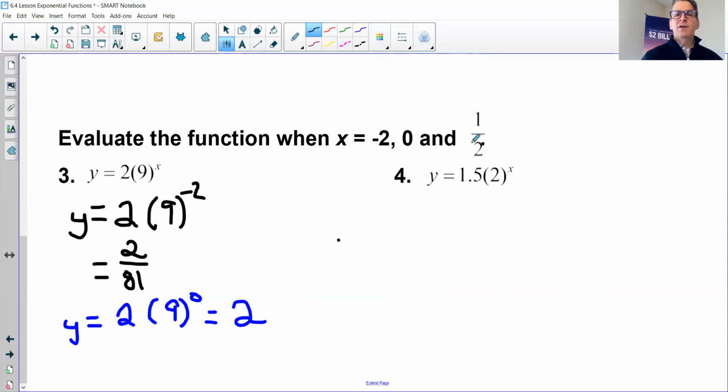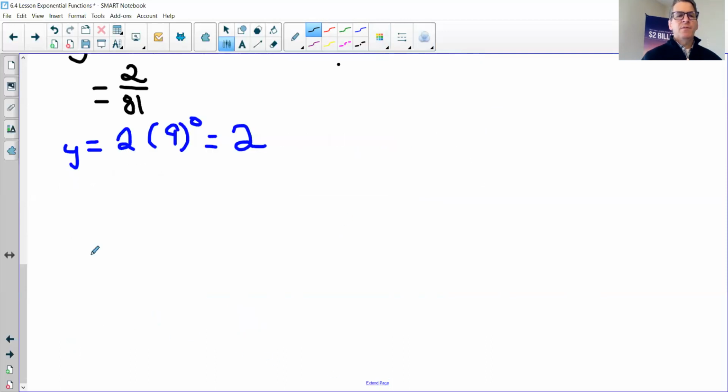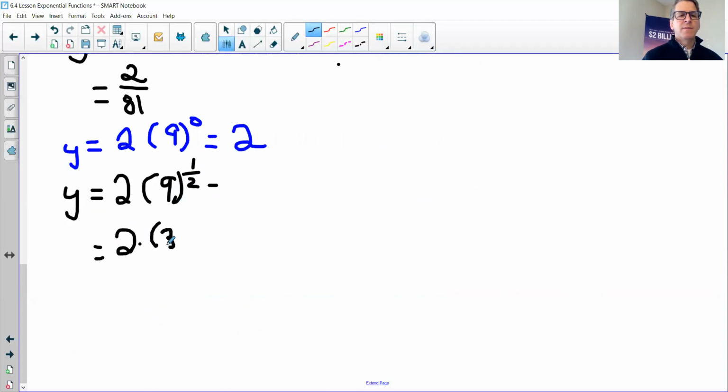And lastly, if x was 1/2, you'd have yourself y is equal to 2 times 9 raised to the 1/2 power, and that's equal to 2 times the square root of 9, which is 3, to the 1/2 power. x at 1/2 would equal 6.